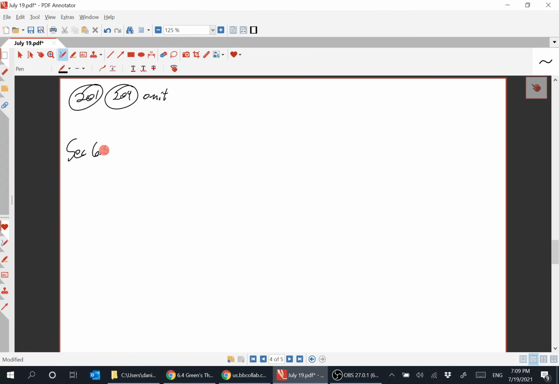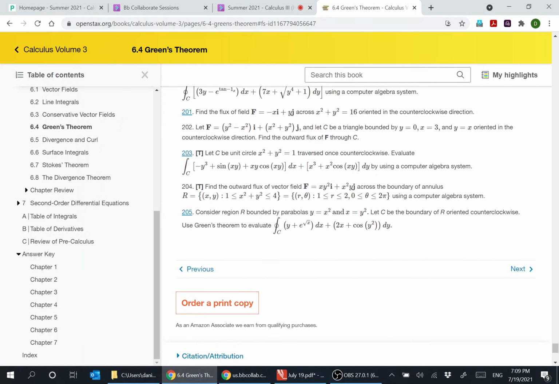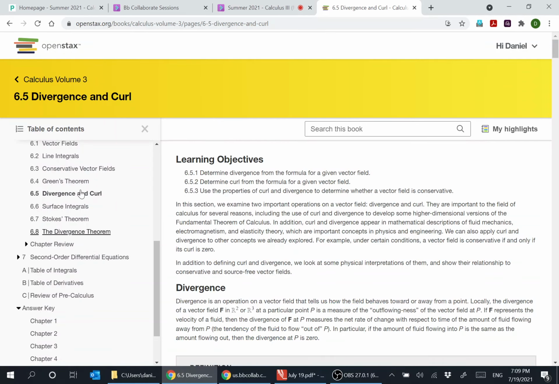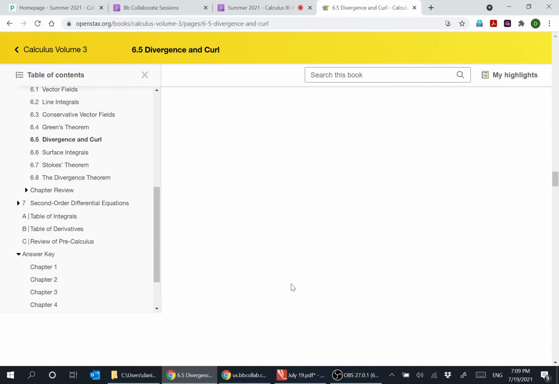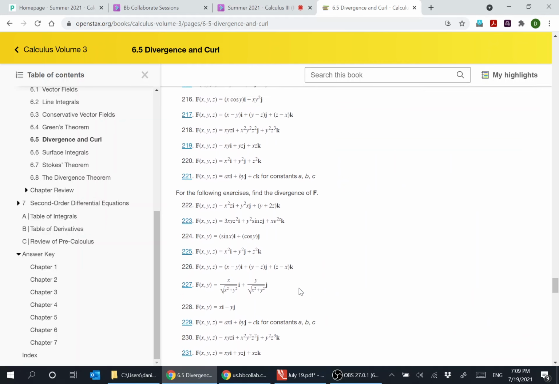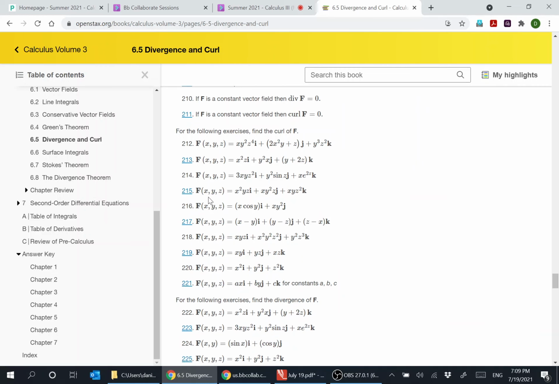All right, so section 2.5 or 6.5, just a quick overview of that. It's just a section introducing curl and divergence. Okay, so number 214 is the first problem, and it asks, for the following exercises, just find the curl.